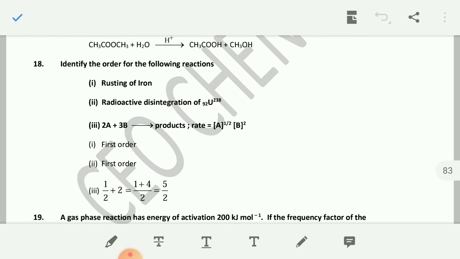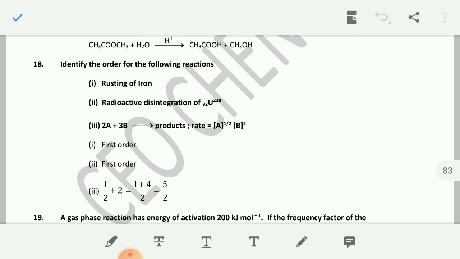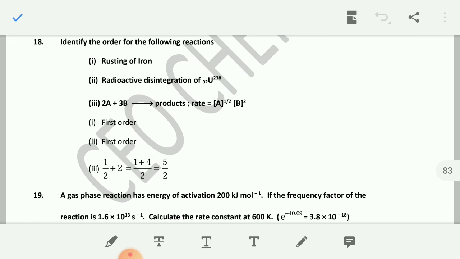Next, identify the order of the following reactions: rusting of iron, radioactive disintegration of uranium-238, and 2A plus 3B gives product, with rate equal to the concentration of A to the power 1 by 2 and the concentration of B to the power 2. Rusting of iron is a first order reaction. Radioactive disintegration of uranium-238 is a first order reaction. Then 2A plus 3B gives product, rate equal to A to the power 1 by 2, B squared. So 1 by 2 plus 2, total 5 by 2.